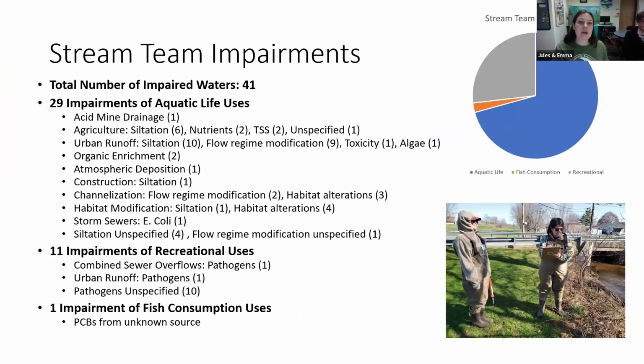Okay, so looking more at a Stream Team context, we can see the impairments specific to Stream Team. There are 41 total impaired waters, and the majority of these are aquatic life use designations. Out of that, a lot of them are tied to agriculture or urban runoff, so we can see the sources of the impairments. Along with that, there are 11 impairments of recreational uses, largely tied to pathogens, and then 1 designation of fish consumption uses.